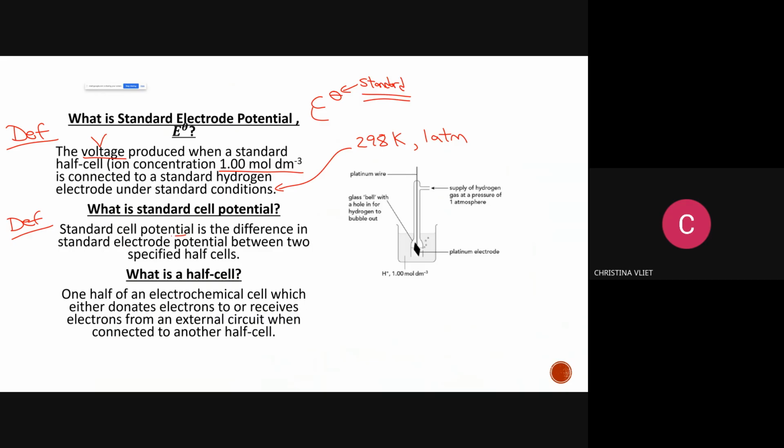So standard cell potential is the difference in two electric potentials between your anode and your cathode. And so this is what we're going to be calculating on Wednesday, next class. Because you won't see this class till Wednesday because you've got a long 3-day weekend. Yay. No school on Monday for you.